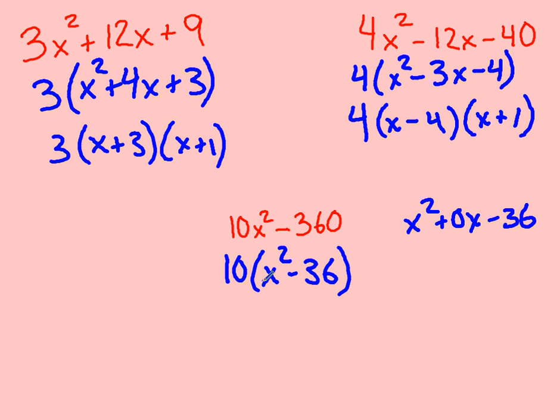It's called difference of squares. This is a square and 36 is a square. When I do that, I just take the square root of the number on the end, 36, which is 6, and I write it with an x in each. One's negative and one's positive. Keep the 10 out in front, and there's your answer.